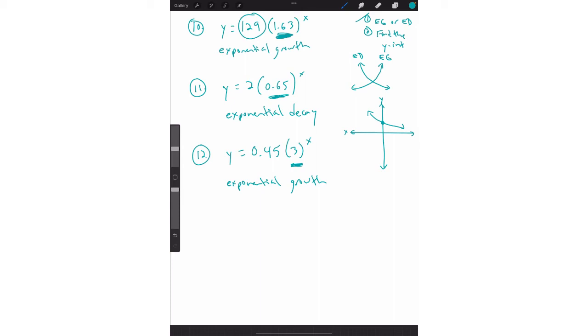So if I set x equals 0, 1.63 to the 0 power is 1. 1 times 129 is 129. So the y-intercept, remember we write y-intercept as b, is actually 129. All right. In this case, right here, my y-intercept is 2.